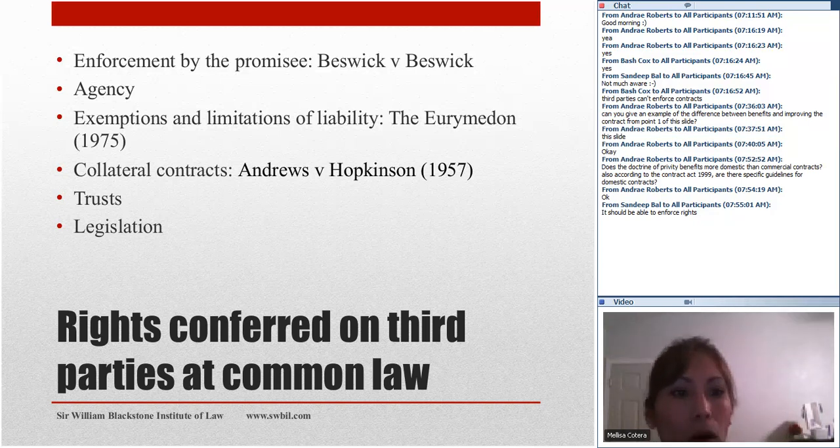Let's talk about collateral contracts. A collateral contract is a contract which exists alongside the main contract and which has separate consideration, sometimes provided by a different person to that in the main contract. Occasionally, a third party may be made liable on the basis that he has made some promise in consideration of the promisee's entry into the main contract. I will invite you to read the case Andrews versus Hopkinson.